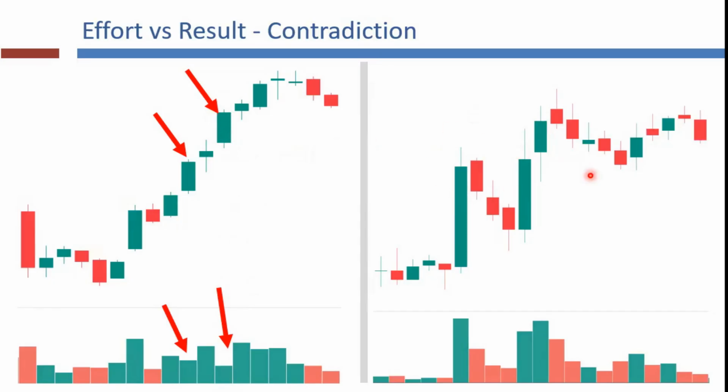Now let's look at this example. Look at these two marked candles. You can see that price has increased and volume has increased. However, when you check the range of the candle, the range of this candle has decreased as compared to the range of this candle. This means that even though buyers tried to push the prices higher, due to strong presence of supply, they were unable to push it further higher. I hope this concept is clear.